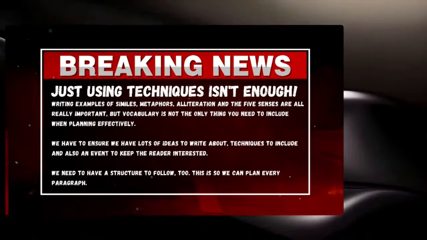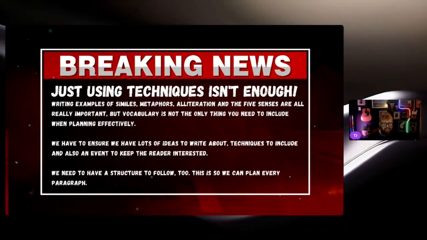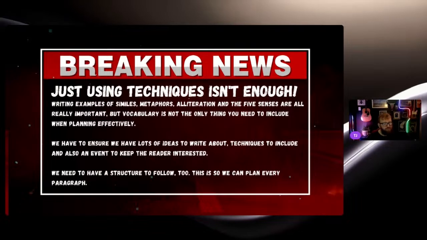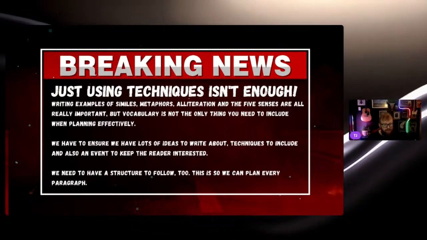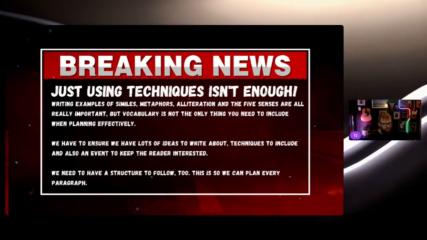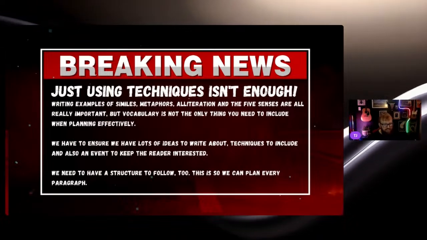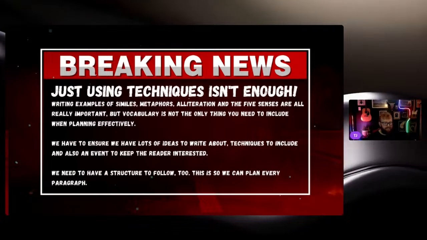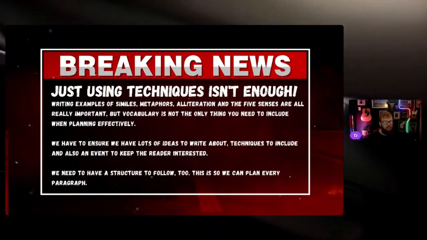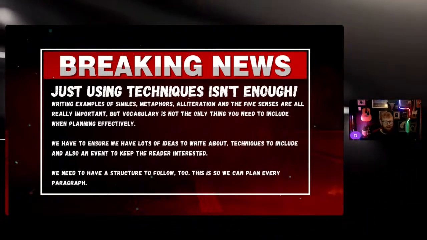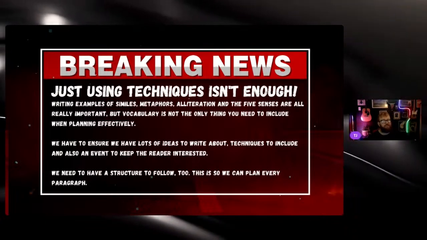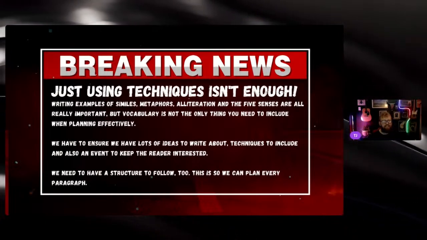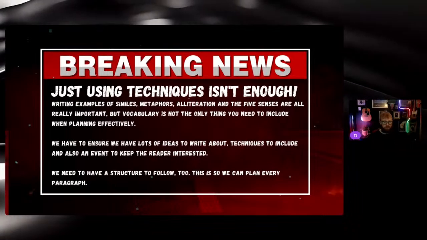Okay, so breaking news: just using techniques isn't enough. Writing examples of similes, metaphors, alliteration, the five senses, this is probably what you've done just now. They're all really important, but vocabulary and techniques are not the only thing that you're going to need to plan effectively. We've got to ensure that we've got lots of ideas to write about, lots of techniques to include, and also an event or two to keep the reader interested. So with that, you need a structure to follow too.